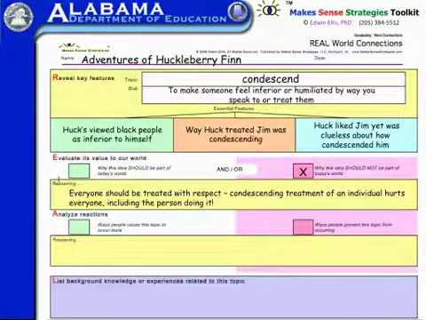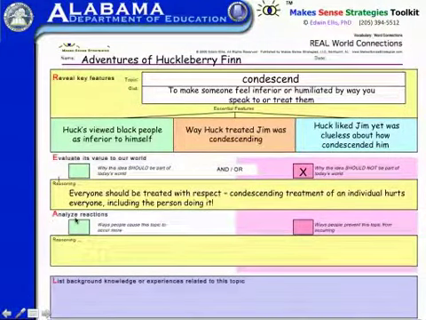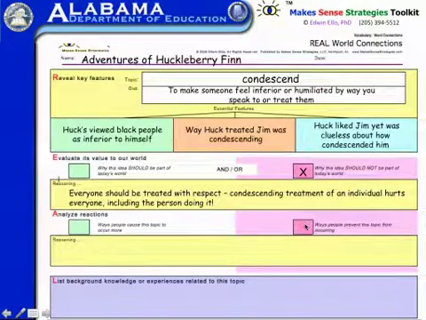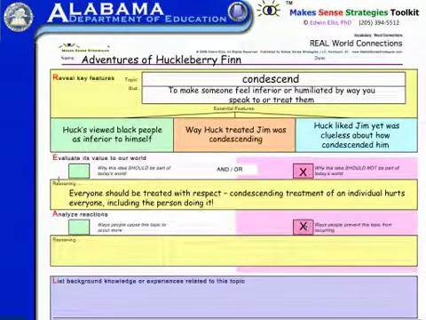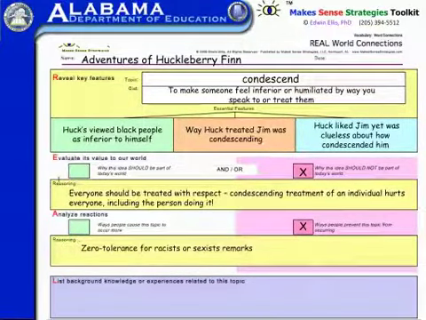Okay. Then what we're going to do is the A step in REAL, which is analyze reactions. And these are either ways people cause this to occur more or ways people prevent the topic from occurring, or both. And so I'm going to click on ways people prevent the topic from occurring, and then I have to give some reasons behind it. So zero tolerance for racist or sexist remarks. It just won't tolerate it.